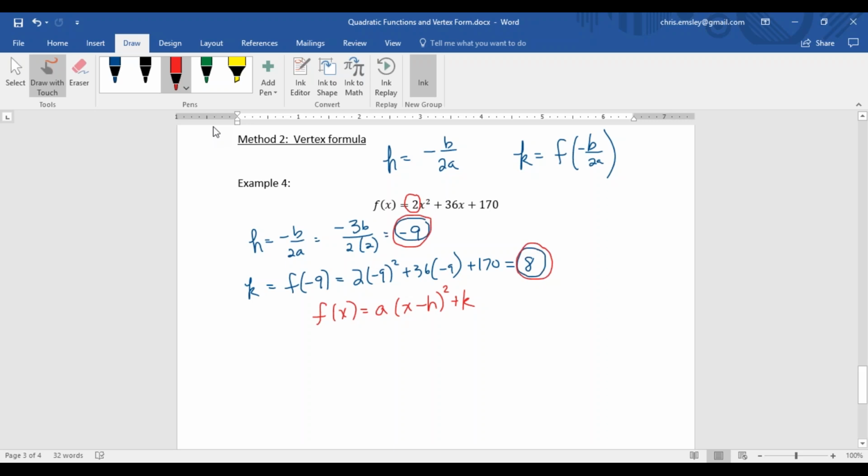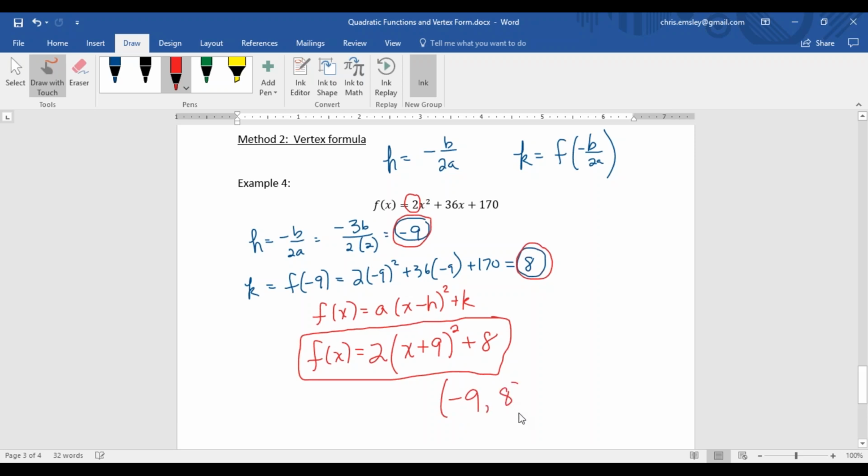So we can just fill all of those in. So in vertex form, this function would be 2, that's our a value, times x minus h, so that's x minus a negative 9, x minus the negative 9, that becomes plus 9, squared, plus k, so that's plus 8. There is our quadratic function in vertex form. Again, the vertex here is negative 9, 8, which is what we calculated up top. So if you really don't like completing the square, you can always use that vertex formula to figure out the vertex and then fill in the blanks on that.